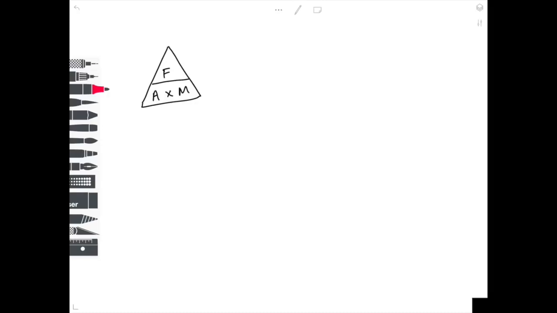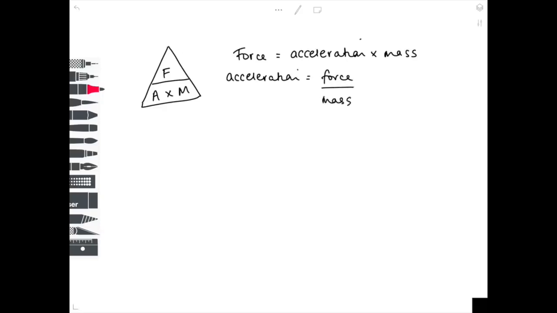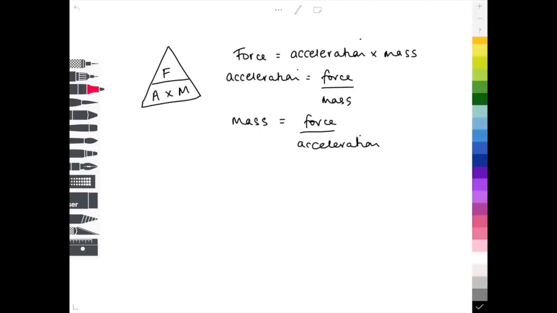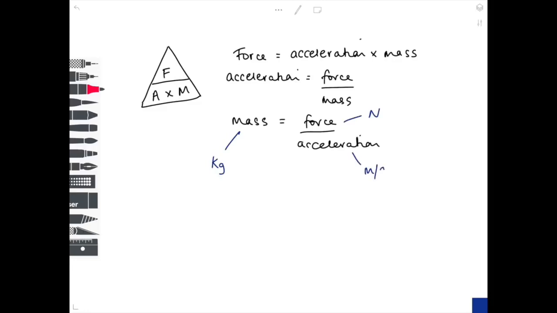Another physics equation you need to be aware of is F = M A. So F stands for force, A stands for acceleration, and M stands for mass. So let's work out the various variations. Force equals acceleration times mass. If we're after acceleration, cover that up. You can see that it is force divided by mass. And lastly, mass equals force divided by acceleration. Touching quickly on the units, mass should always be in kilograms, force is newtons, acceleration is meters per second squared, so make sure you have that sorted, and we'll look at a couple of examples now.